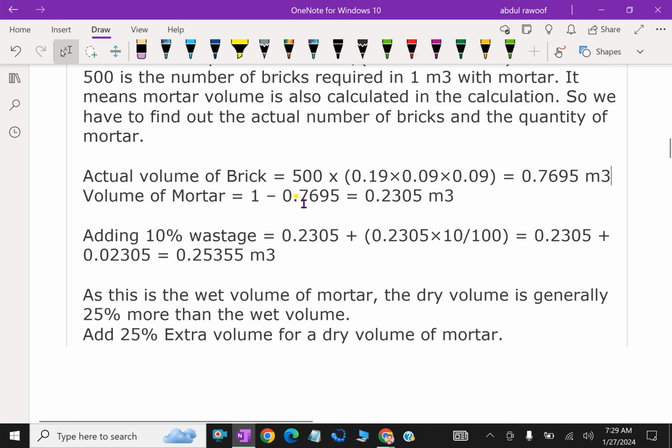Actual volume of brick: 500 times the size of the brick without mortar, which comes to 0.7695 meter cube. Then the volume of mortar is 1 meter cube minus the volume of brick without mortar, which gives the volume of mortar as 0.2305 meter cube. Note this point.